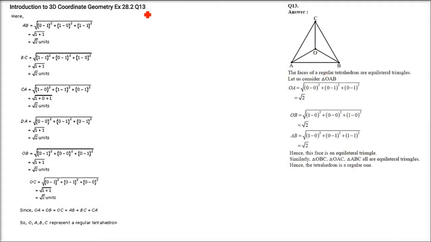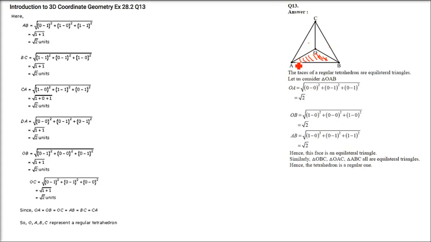Question number 13 is, prove that the tetrahedron with vertices at the points O, A, B and C is a regular one. So when we say a tetrahedron, that means it has 1, 2, 3 faces here, which means it's not a 2D figure. You have to imagine that this is a 3D figure. Tetrahedron means it has 4 faces, 4 vertices, and with these 4 vertices a figure has been drawn. And that is a 3D figure.